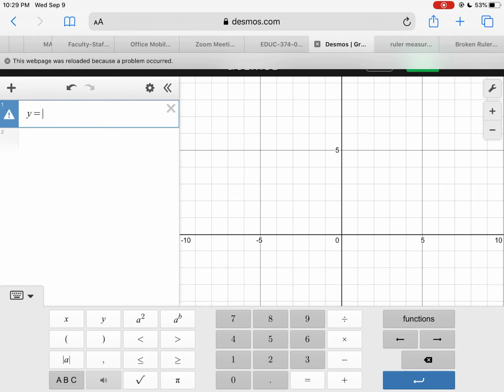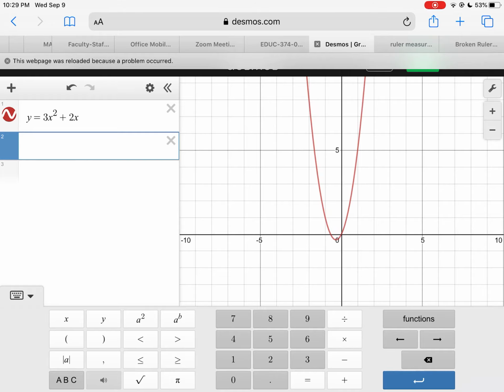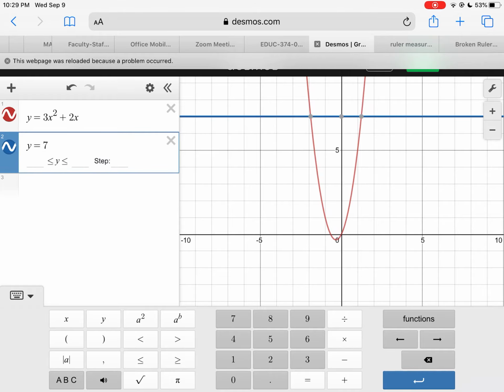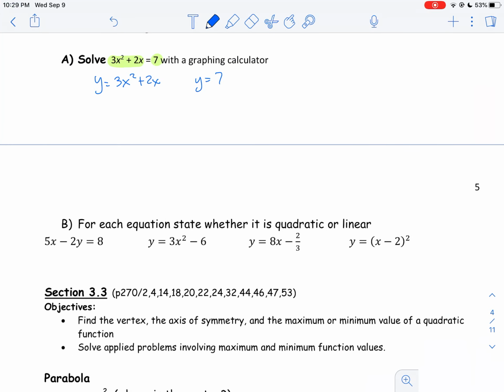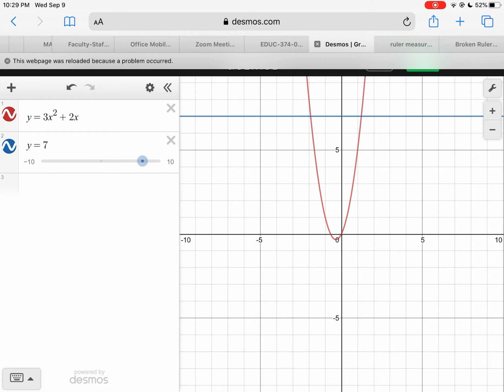All right, well, we'll just type it in here. y equals 3x squared plus 2x. I believe that was the first one. And y equals 7. See if I got that right. Yep. And now we just look to see where they intersect.